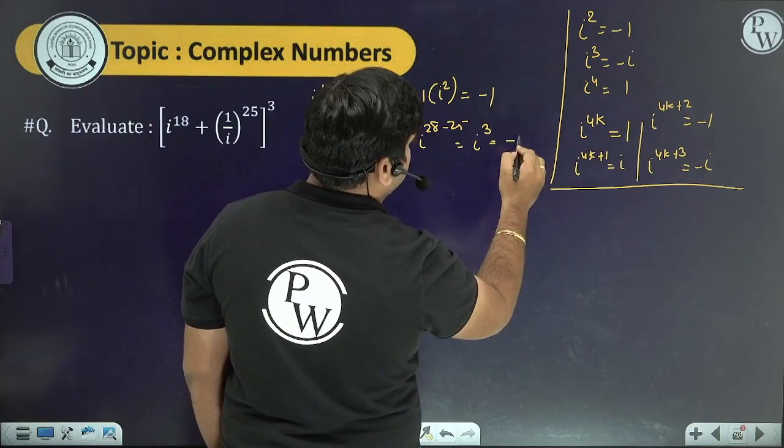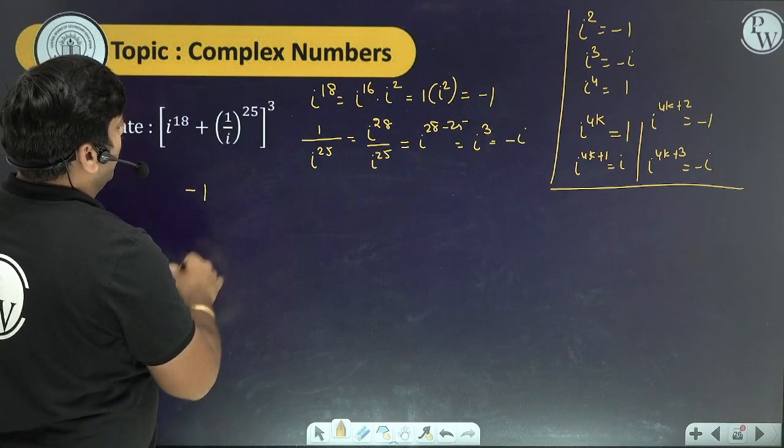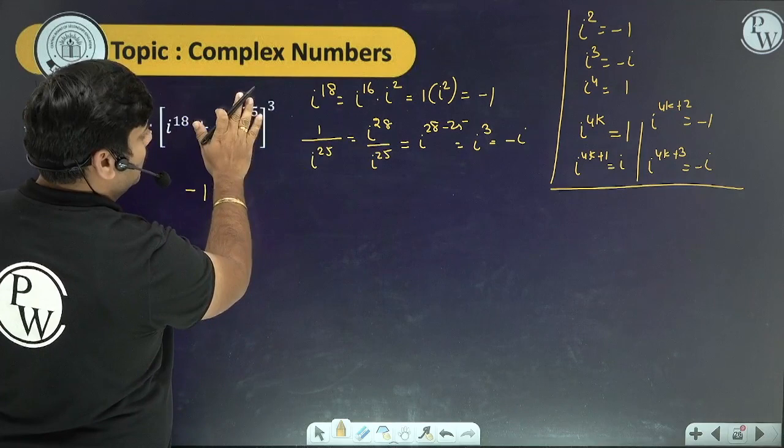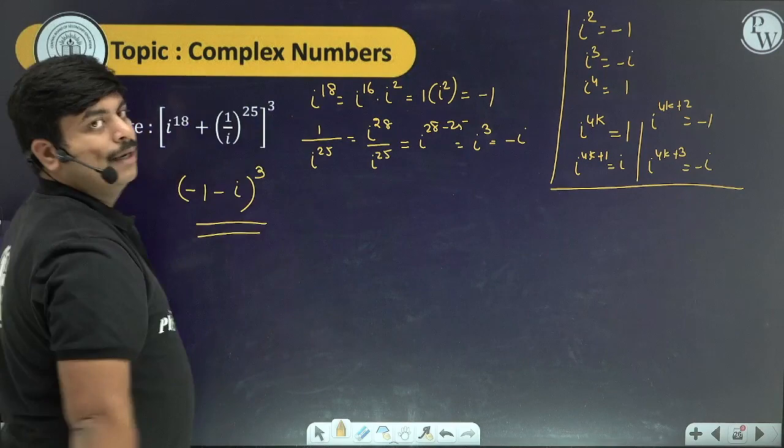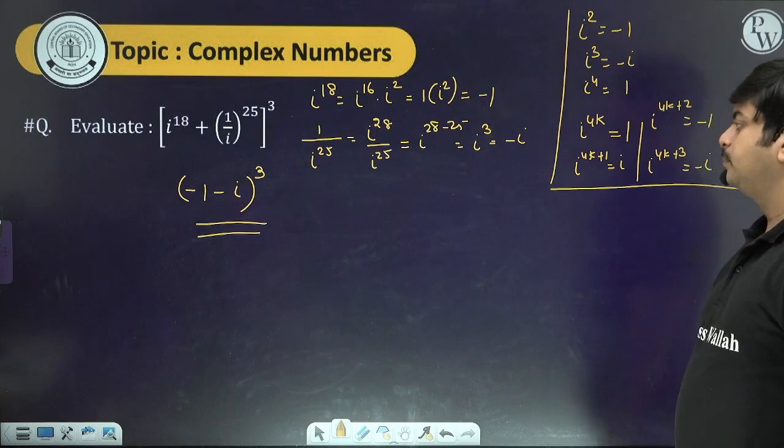So if I add this one, this is minus 1, and this complete thing is minus i. So minus 1 minus i, whole cube. This is the same format that you can multiply using the (a plus b) whole cube or (a minus b) whole cube formulas. All right. Well, okay, so what next?